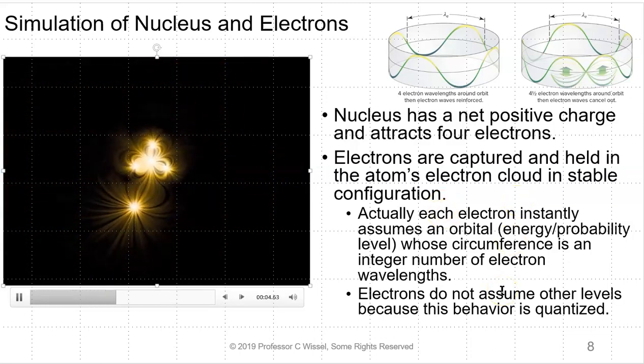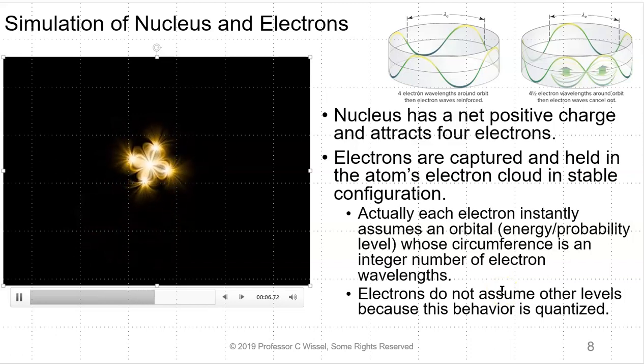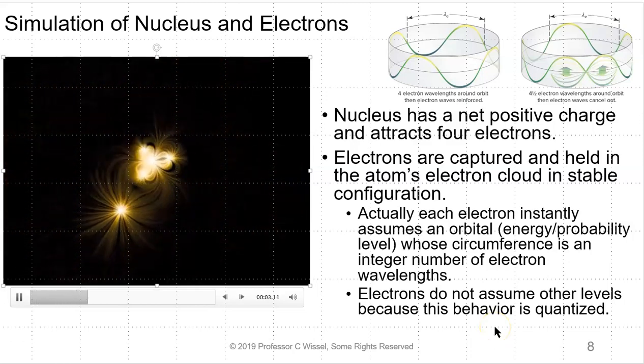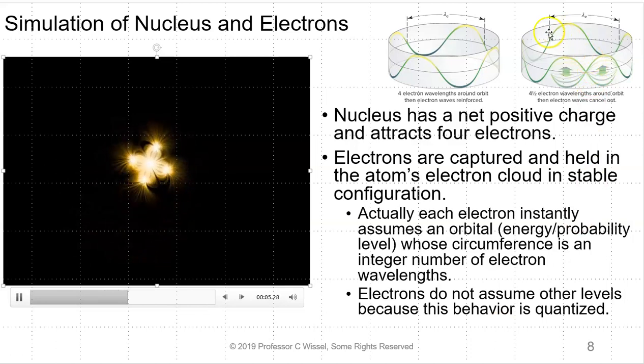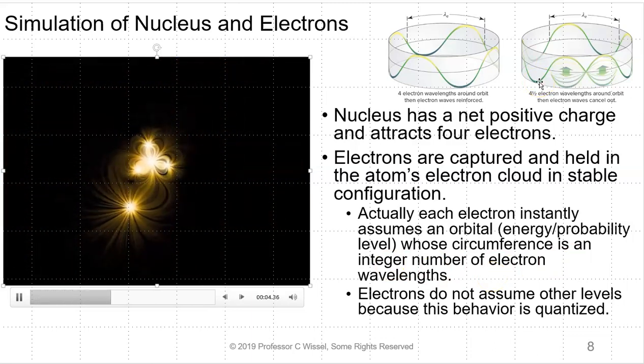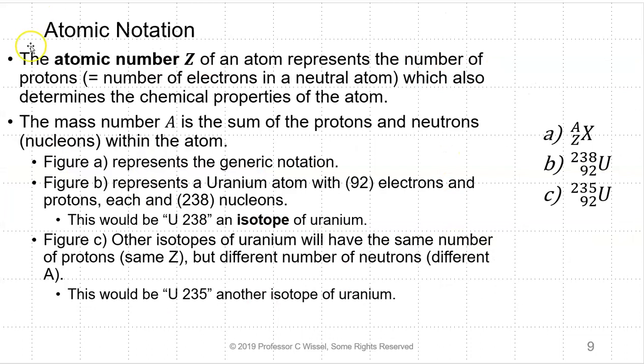Actually, each electron instantly assumes an orbital, that is an energy probability level, whose circumference is an integer number of electron wavelengths. Electrons do not assume other levels because this behavior is quantized. If they try to assume a level where the circumference is not an integer number of electron wavelengths, the wave dies out and the electron isn't there. It's someplace else.